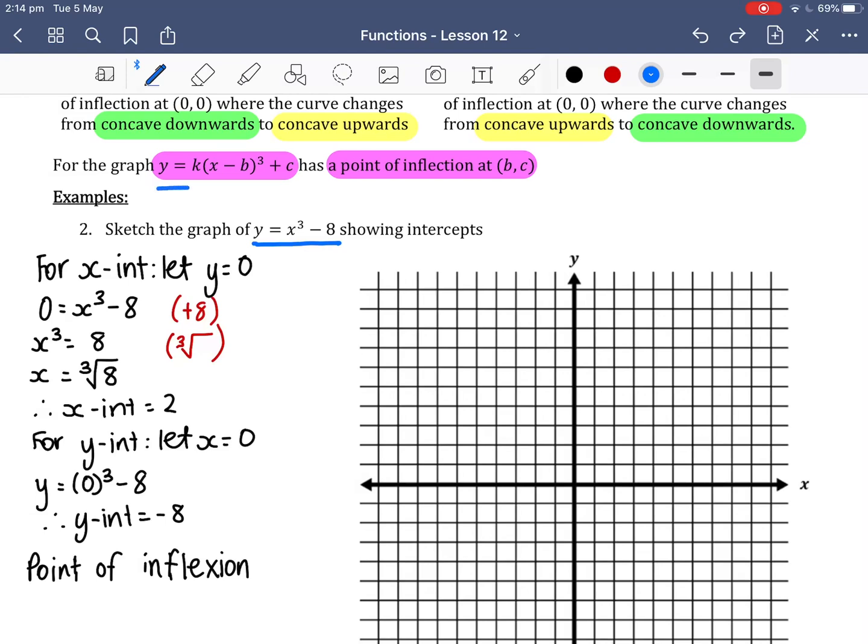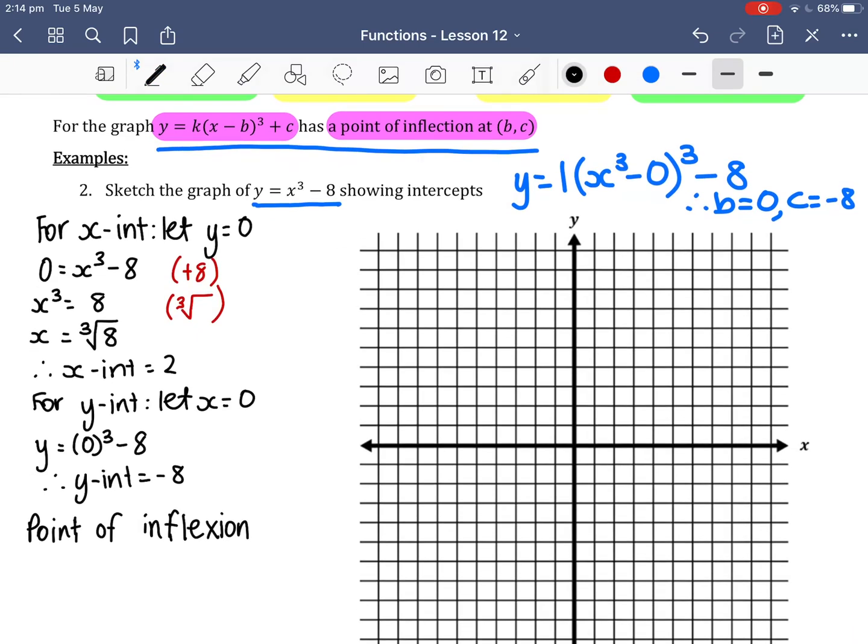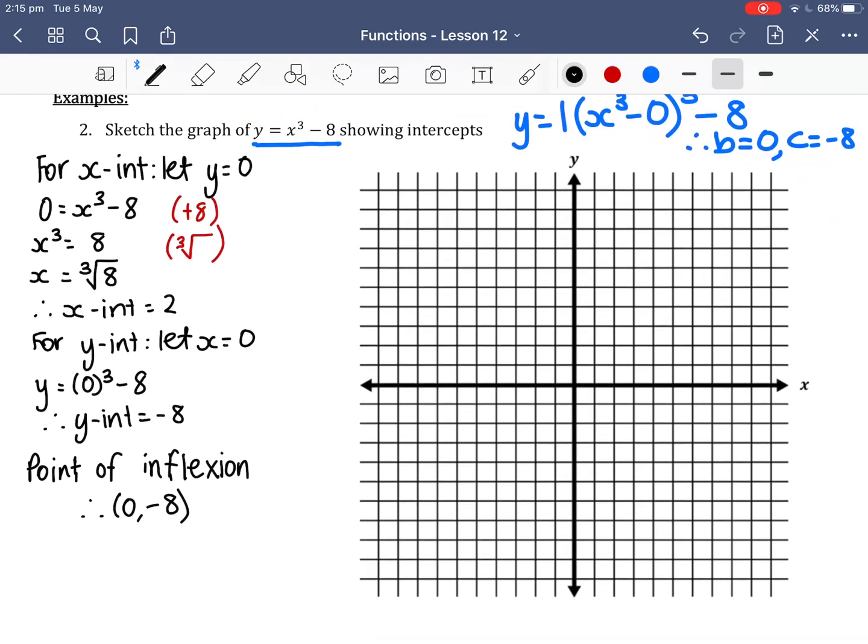It just means that we have y equals 1 bracket x cubed minus 0, all cubed, minus 8. So therefore, in this case, our b equals 0 and our c equals negative 8. So our point of inflection is therefore going to be 0, negative 8. So now let's sketch the graph with the information we have.